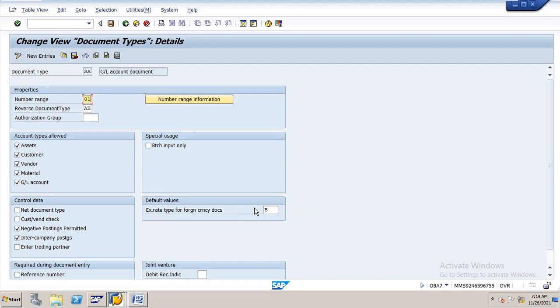If I don't assign this B type, the system at the time of posting cannot retrieve the values from the Forex table. Remember, only if I assign this will it be able to retrieve that. Okay, so I am posting some transaction. I am going to make the payment in F-02.